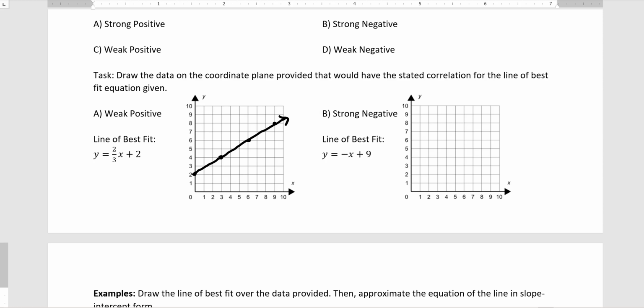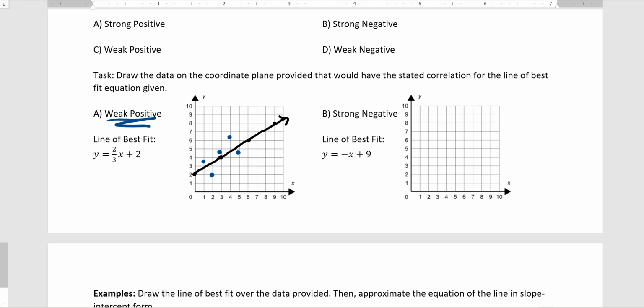Excellent. So there would be my line of best fit. Now my data is weak positive, which means that I have a positive line of best fit. The slope of the line of best fit is positive, but my data is weak around it. So it's our job to draw data that would describe that. So I might draw data like, let's see, like this.